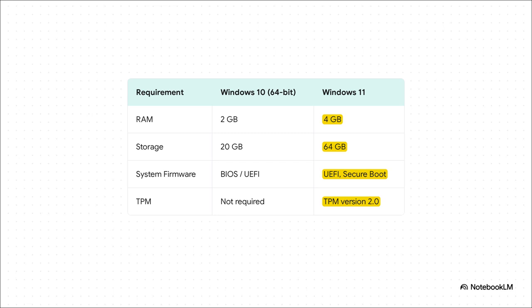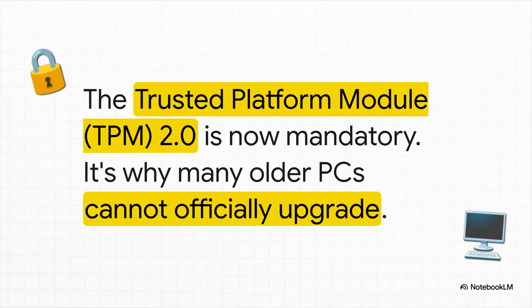You need a modern UEFI system with Secure Boot, and you absolutely have to have that little security chip called TPM version 2.0. And I'm telling you, that TPM 2.0 thing, that is the number one reason why millions of perfectly good computers that ran Windows 10 just fine can't officially upgrade to Windows 11. It's a security feature that's built right into the hardware, and Microsoft decided to make it mandatory. So checking if you have it is absolutely step one before you plan any upgrade.